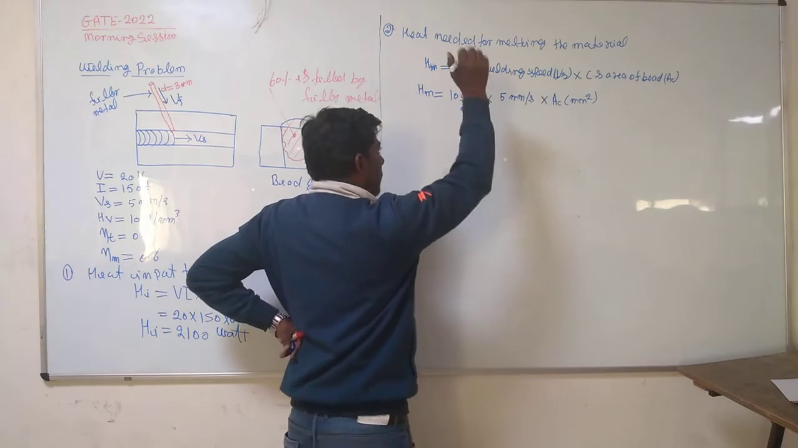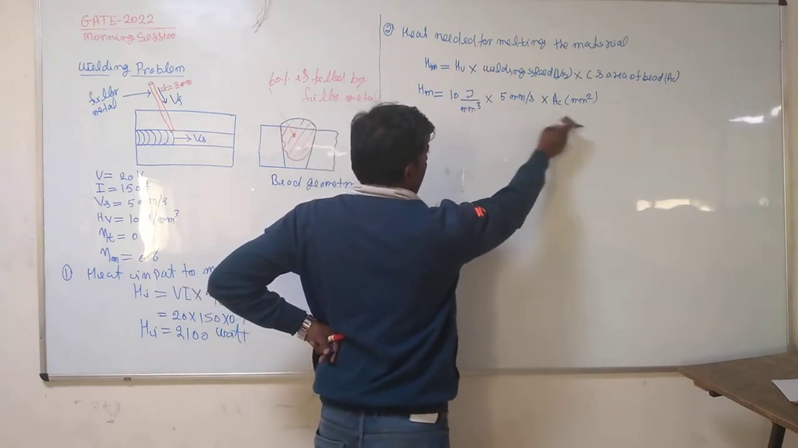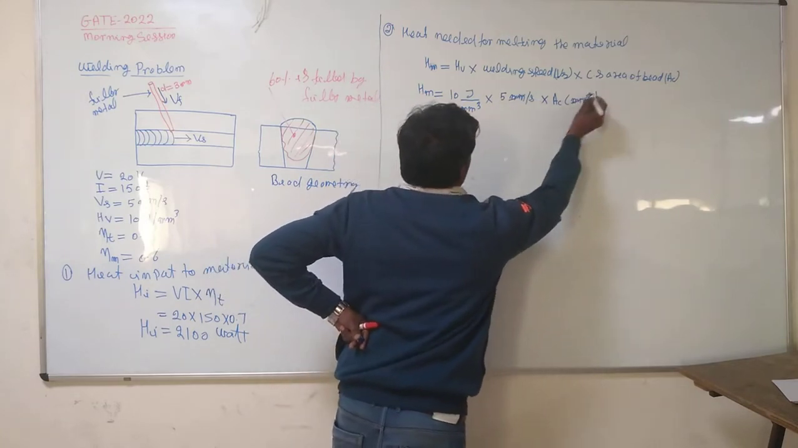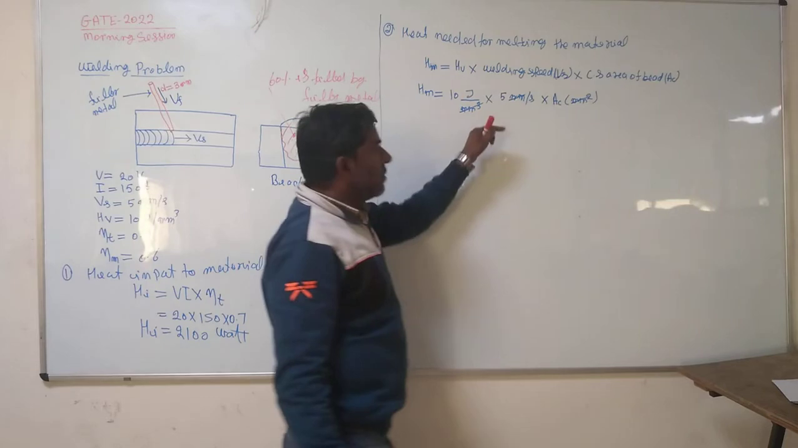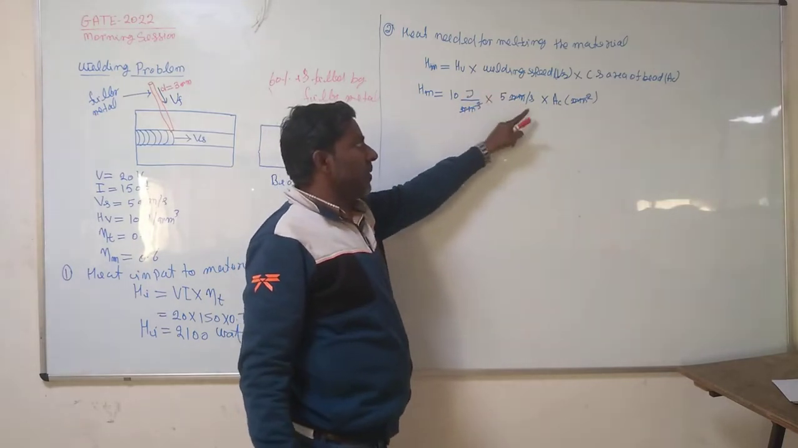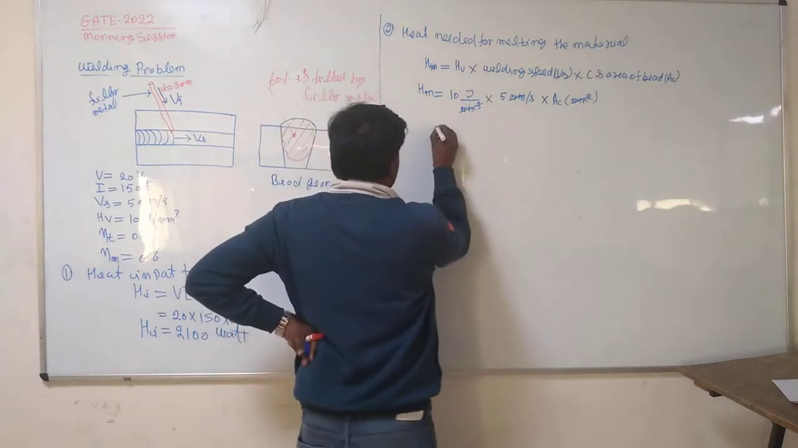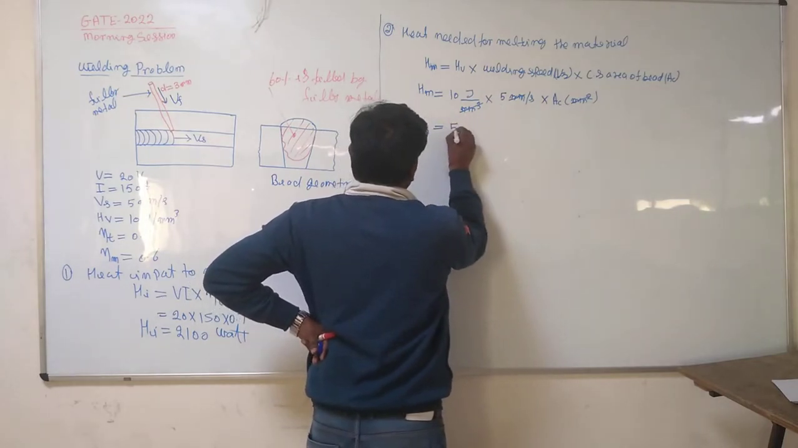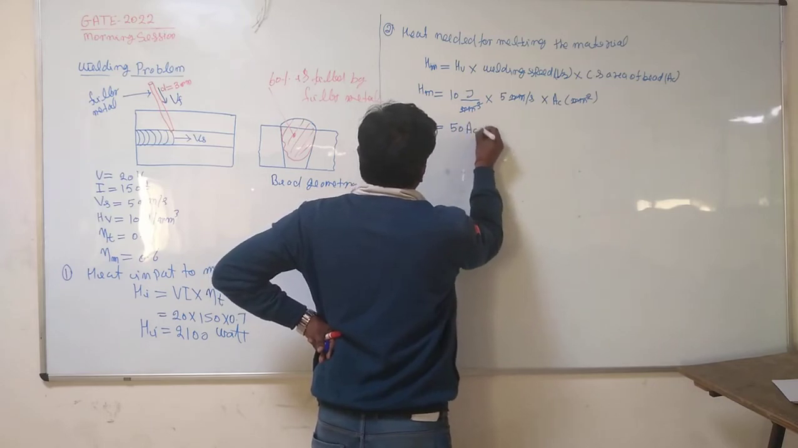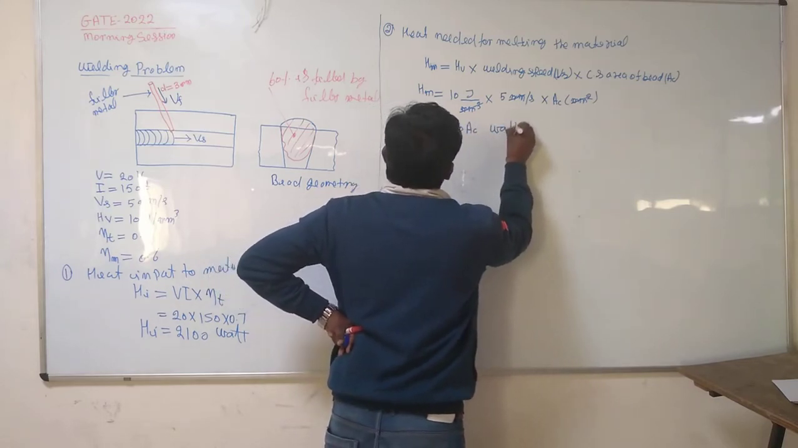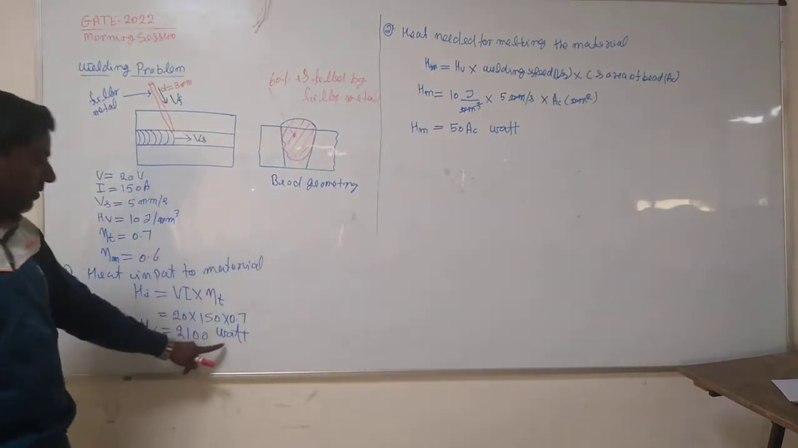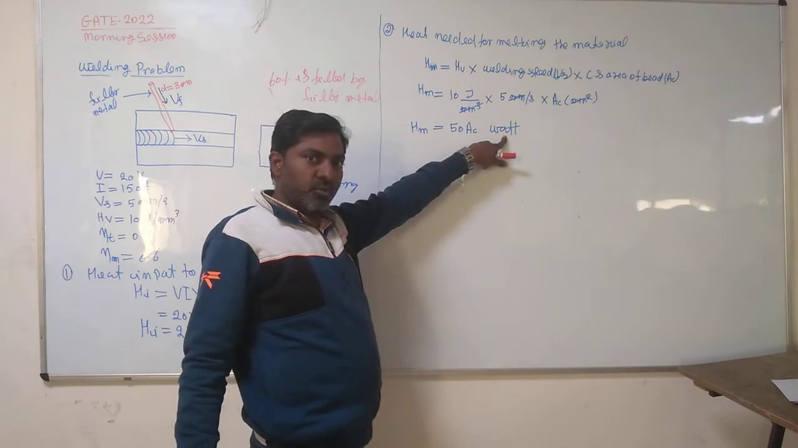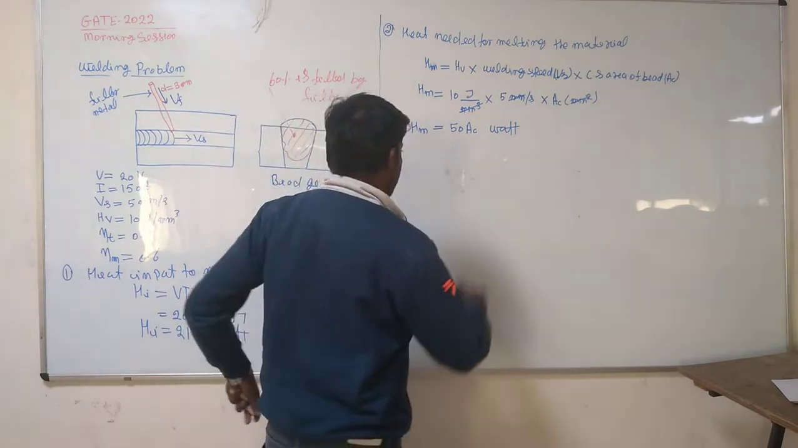First of all, let us take the units. So this is mm cube, mm square. So mm square times mm becomes mm cube, and mm cube gets cancelled out. So joule upon second, that is joule per second, that is watt. So HM is equal to 50 into AC, the cross-sectional area of the bead, this much watt. Look here, the heat input is in watt, and the heat needed for melting the material is also in watt. Both should be in the same unit.